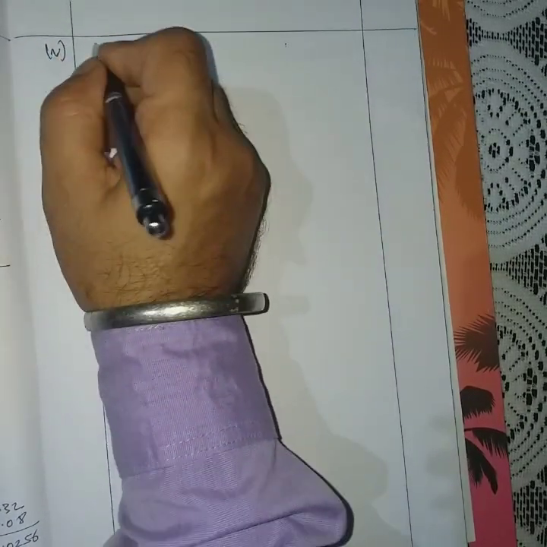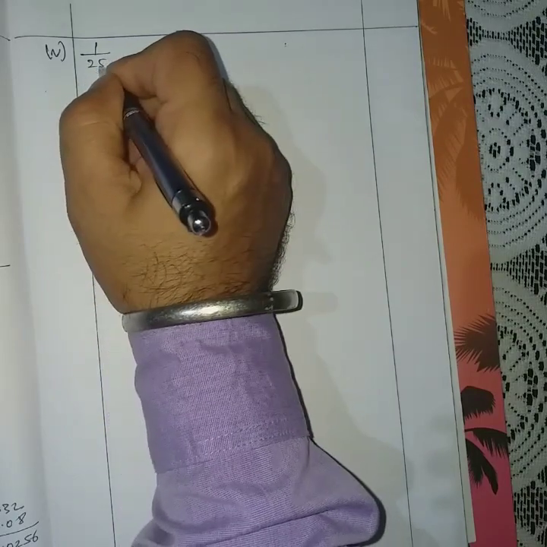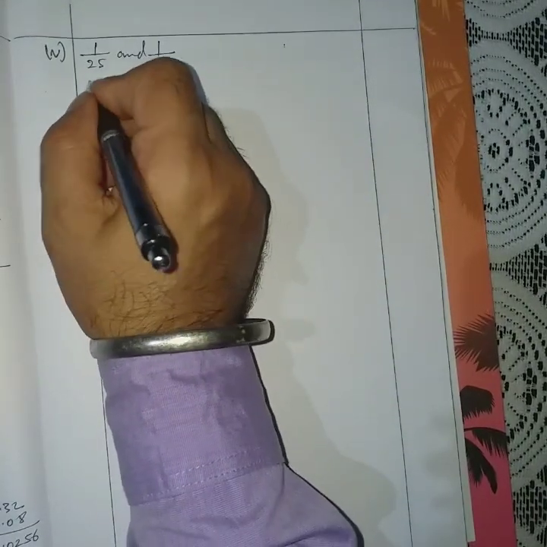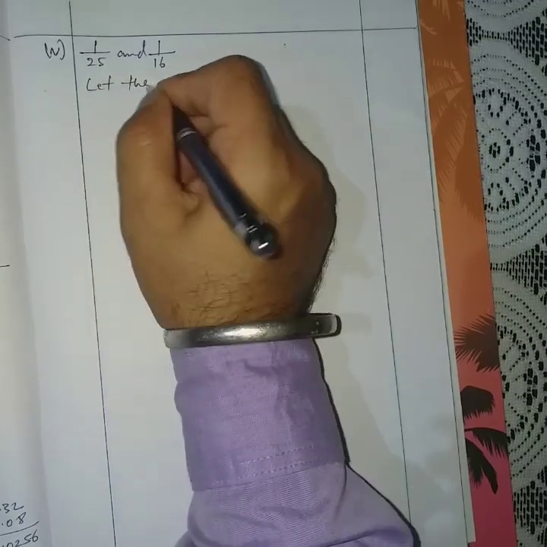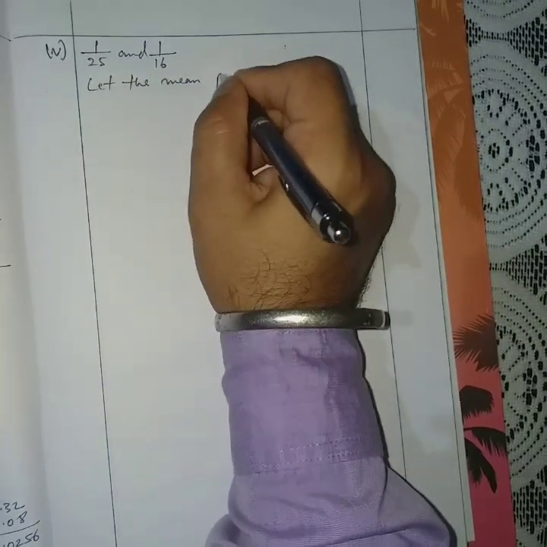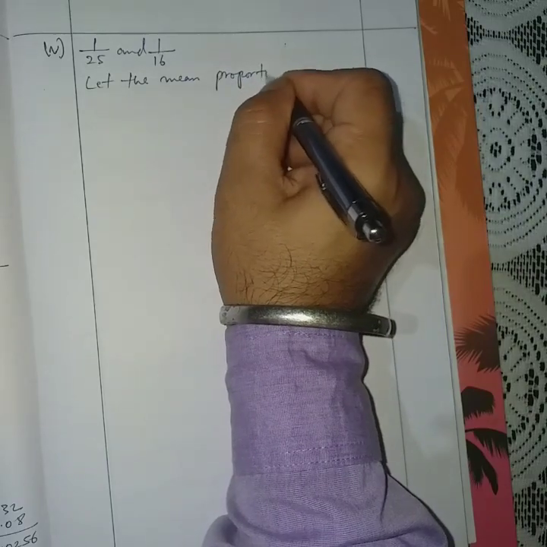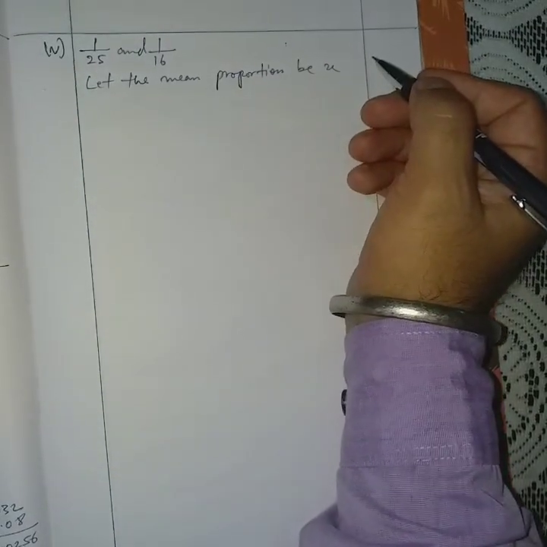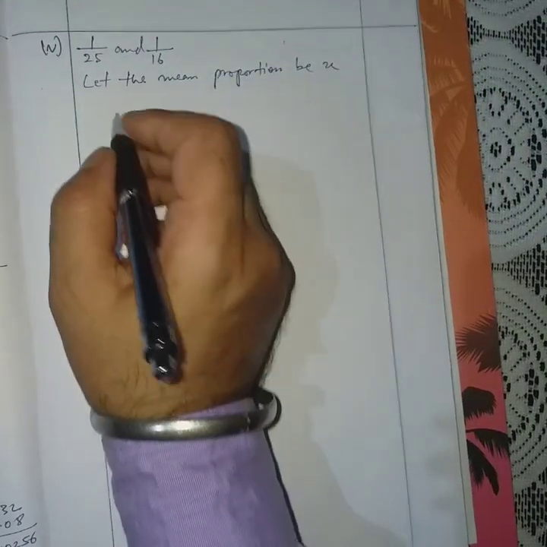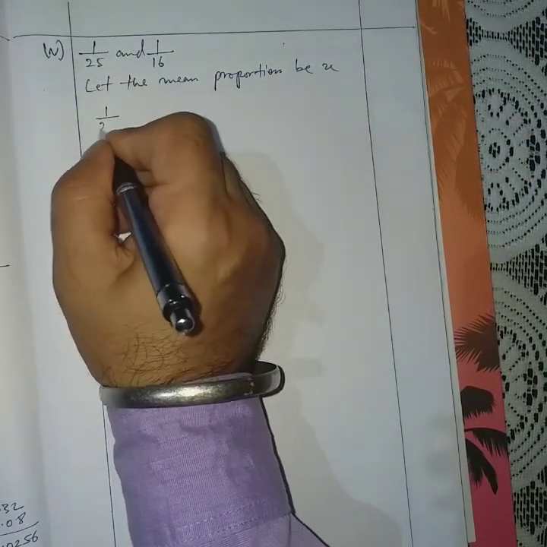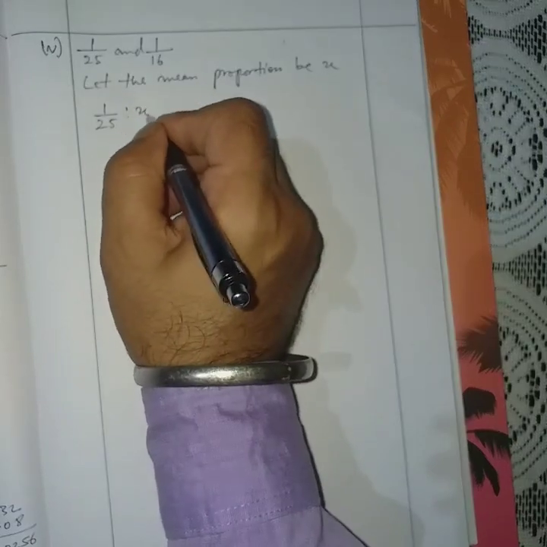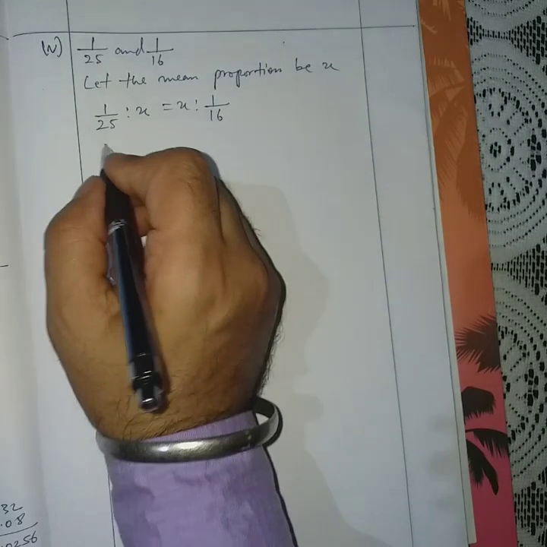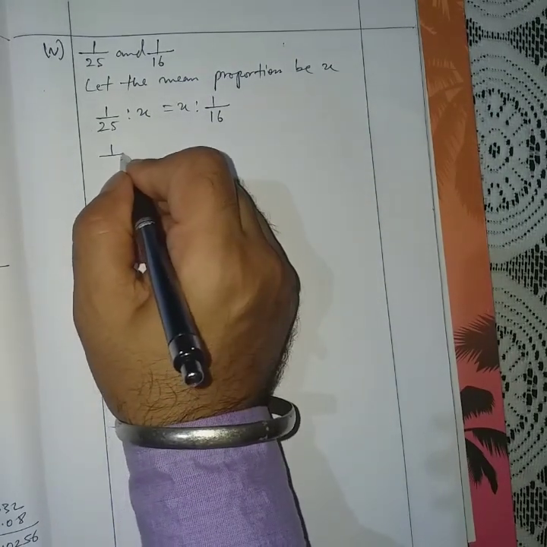Okay, 1 by 25 and 1 by 16. We have to find the mean proportion. Let the mean proportion be x. Now if they are in proportion, 1 by 25 is to x is equals to x is to 1 by 16.